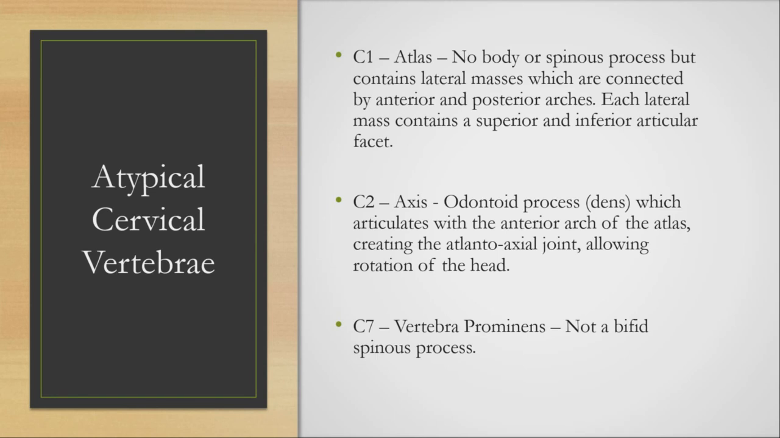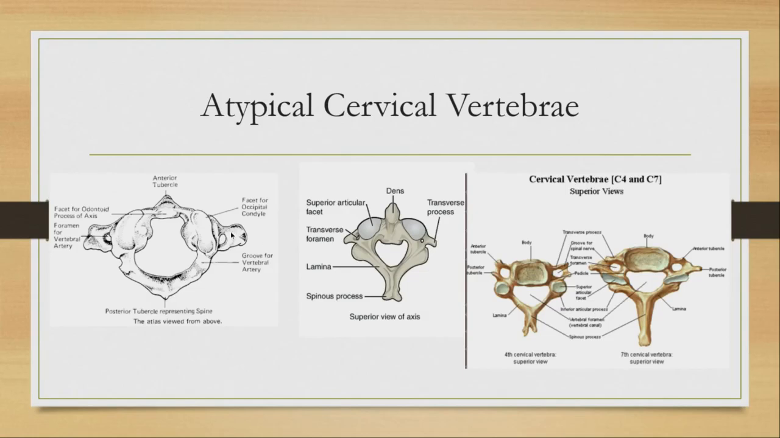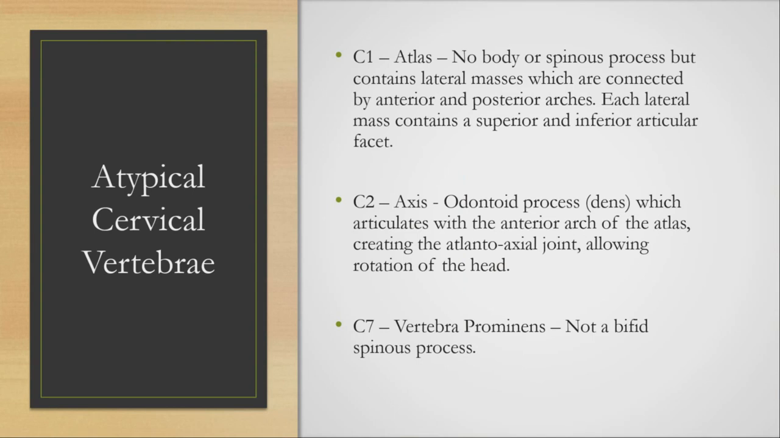The atypical cervical vertebrae are C1, C2 and C7. C1 is also called the atlas, and it has no body or spinous process, but instead contains lateral masses. And each lateral mass contains a superior and inferior articular facet. The superior articular facet will articulate with the occipital condyles, and that will form the atlanto-occipital joint, and that allows flexion and extension of the neck.